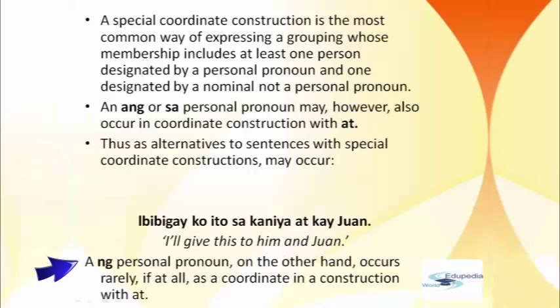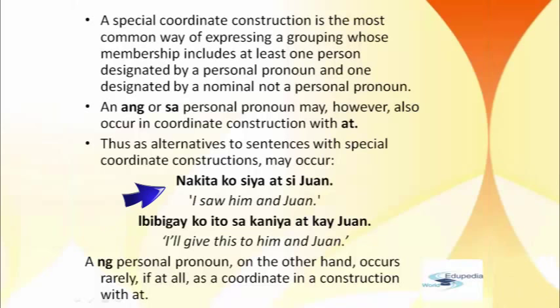A non-personal pronoun, on the other hand, occurs rarely, if at all, as a coordinate in a construction with at. Nakita ko si Juan, nakita ko siya at si Juan. I saw him and Juan.